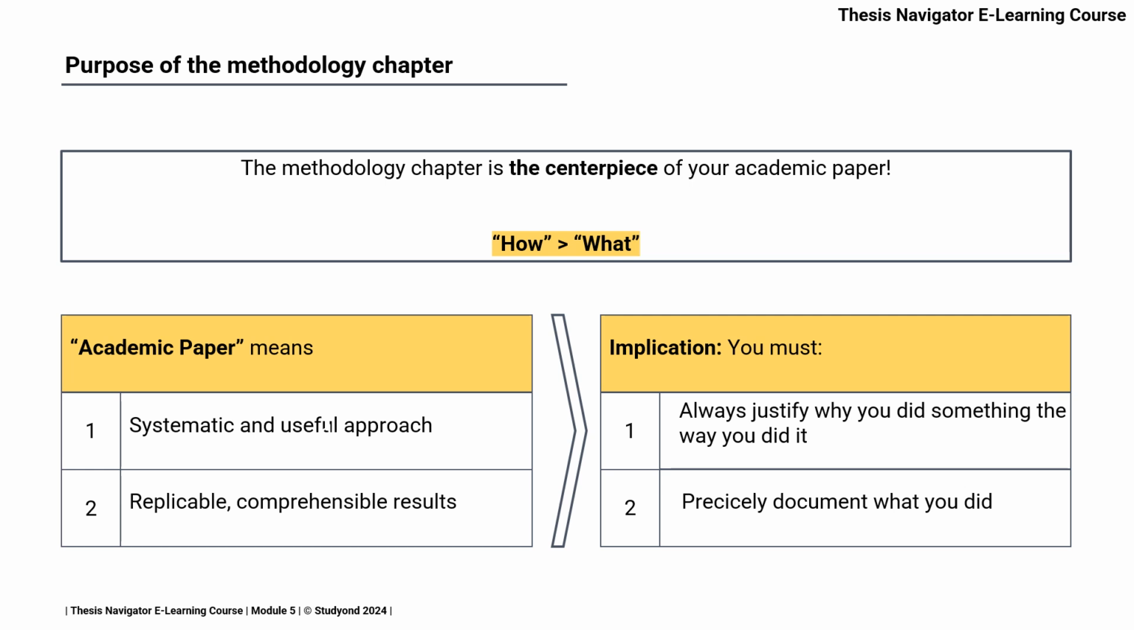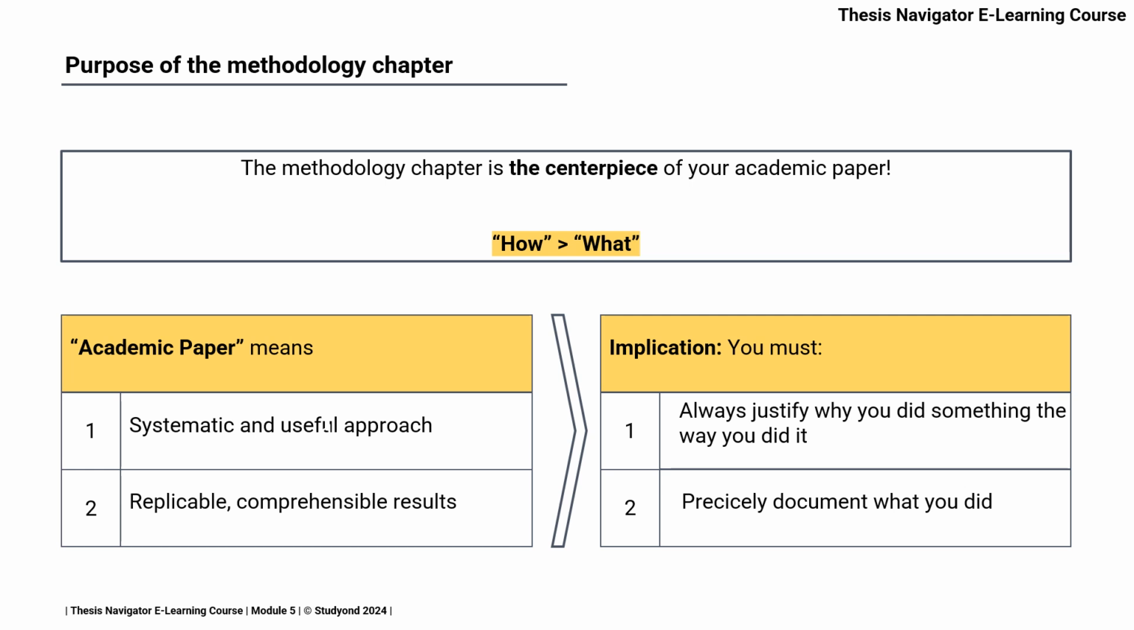However, the how, meaning how you specifically arrived at your results, is equally crucial no matter if you are doing a bachelor's, master's, or PhD degree. Because let's recap what really differentiates a scientific paper from a regular paper. Two things. First, a scientific paper stands out from a regular paper because it necessarily involves a systematic, purposeful approach to answer the research question at hand. Second, the results are not only presented in a comprehensible manner, but ideally are also replicable.